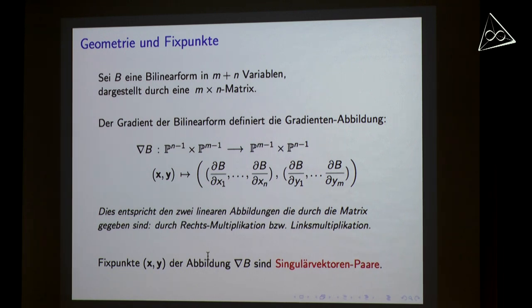But now we're going to work not in a single projective space, but in a product of projective spaces. So x1 up to xn are homogeneous coordinates on a first projective space, P^(n-1). y1 up to ym are homogeneous coordinates on a second projective space, P^(m-1). And then this is the familiar map. So this represents the two linear applications given by the matrix.